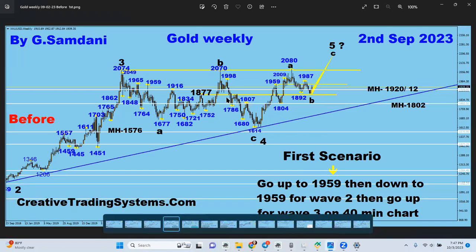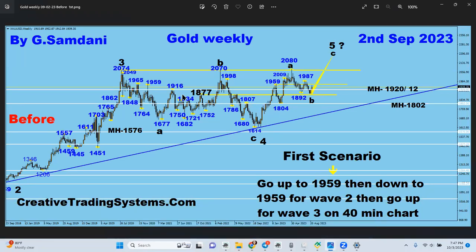The first scenario was that if we can go above and stay above 1877, then we will go back to the upside, 1959. And if we break, we're going to go to 1987 and then 2070 and 2080 to the upside. The first scenario: go up to 1959, then down to 1916 or something for wave two, and then from there wave three, we will go up again on a 40-minute chart. So it's 1, 2, and then 3 to the upside.